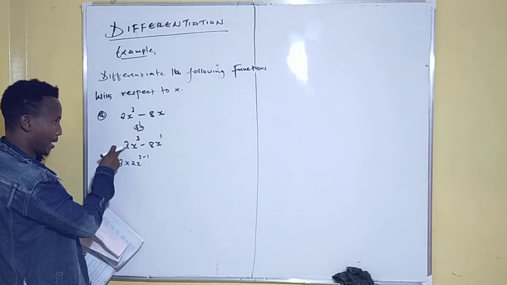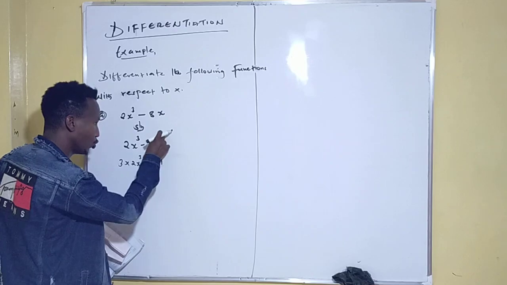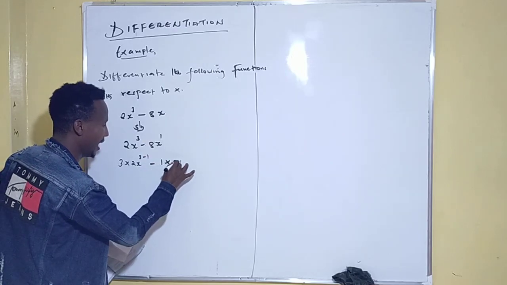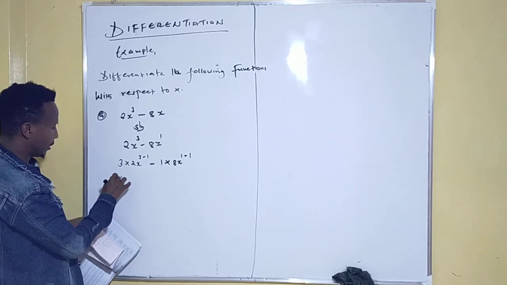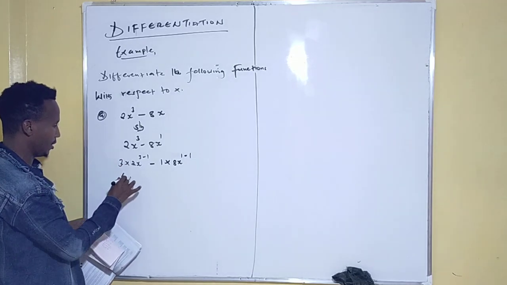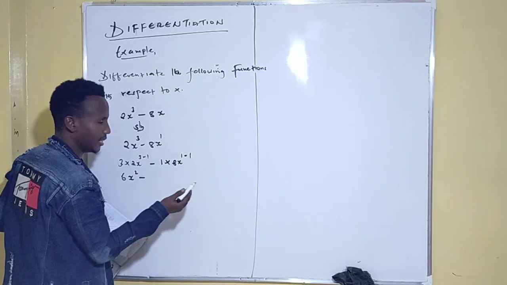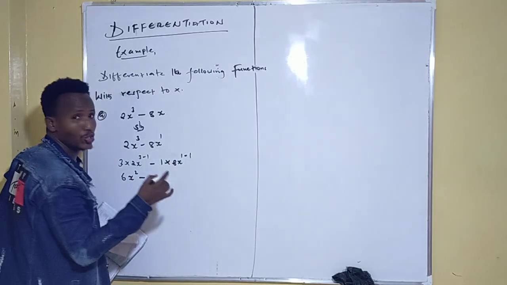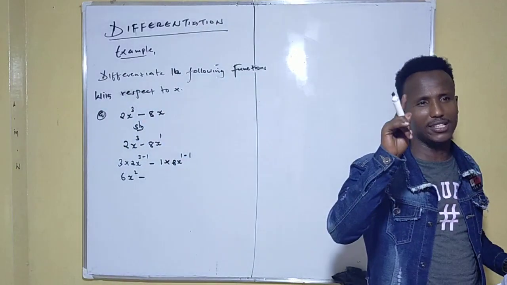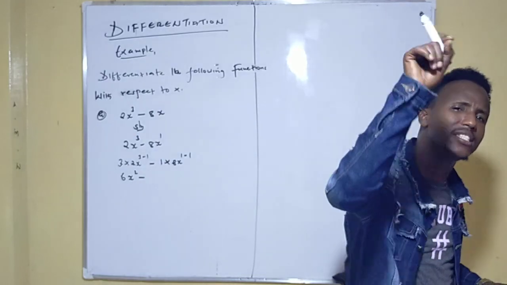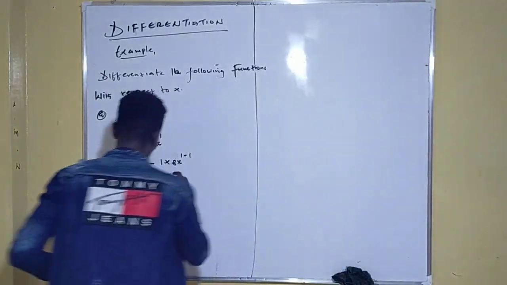We are multiplying by the power and subtracting 1 from the power. Minus 1, because we take this 1, we multiply, times 8x power 1 minus 1. So it will be what? 3 times 2 is 6. 6x squared minus, look here, 1 times 8 is 8. x power 0 is what? It's 1. Any number or any letter raised to power 0, the answer is 1. So x power 0 is 1. 1 times 8, it will be how much? 8. So this is what we are going to have.